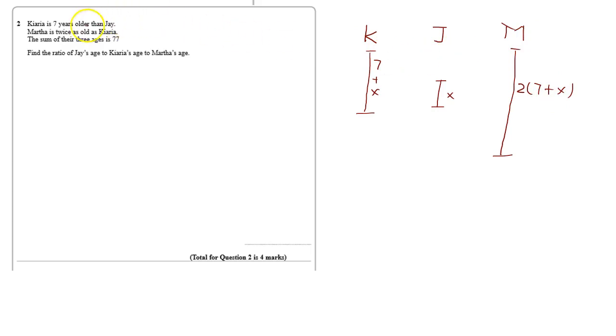So now we read the question. Carria is 7 years older than J, so if J is X, Carria is 7 plus X. And Martha is twice as old as Carria, so this number will be multiplied by 2. The sum of their ages: this is 7 plus X, this is X, and this is 14 plus 2X. So the sum of their ages means 7 plus X plus X plus 14 plus 2X is equal to 77.